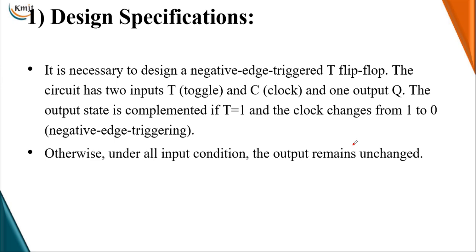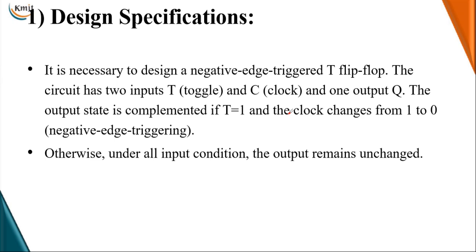Now they have given a specification to design a negative edge triggered T flip-flop. The circuit has T input and clock input like in the previous example. So we have here the data input as well as the gate input. Here they have mentioned it as a toggle input with a clock input and one output terminal. The output state is complemented if toggle input is equal to 1 and the clock changes from 1 to 0. Since it is negative edge triggered, for a falling edge of the clock signal, the output state of the flip-flop changes when T equals 1.